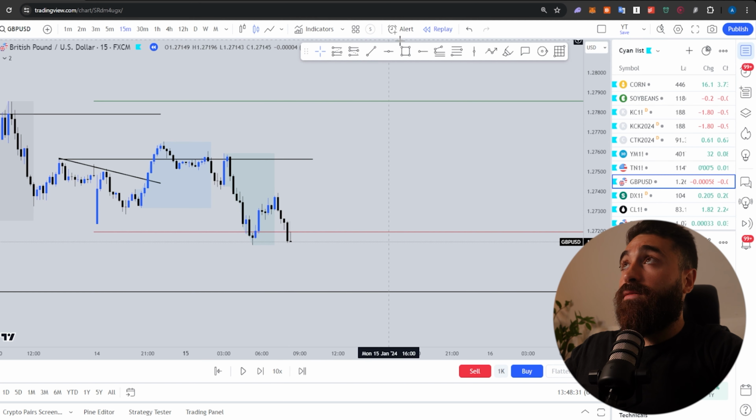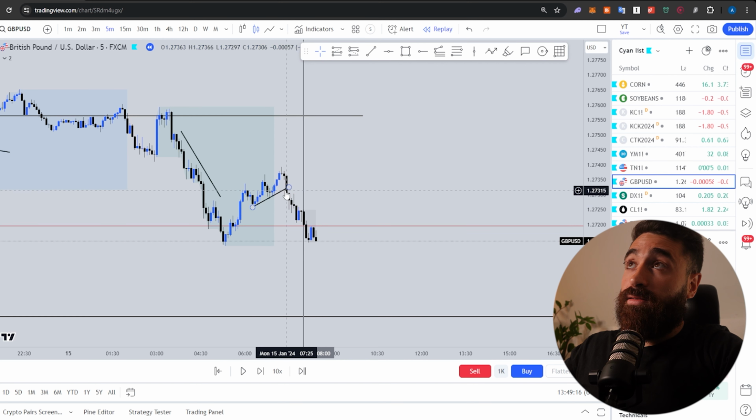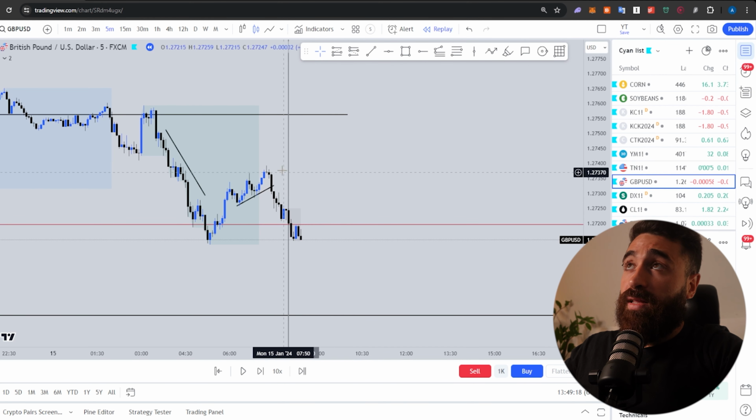So here, New York opens at 8. This is New York open right here. What I see is that right here we have a lot of liquidity. And when we see that the market is going higher like this, they are building this liquidity below it. So that's why we expect the market to go lower.